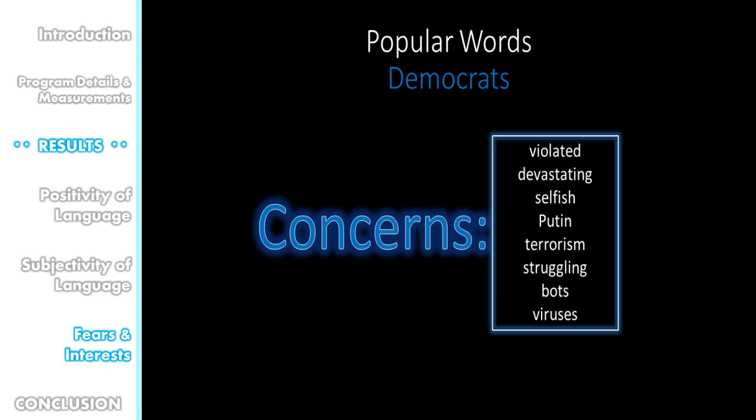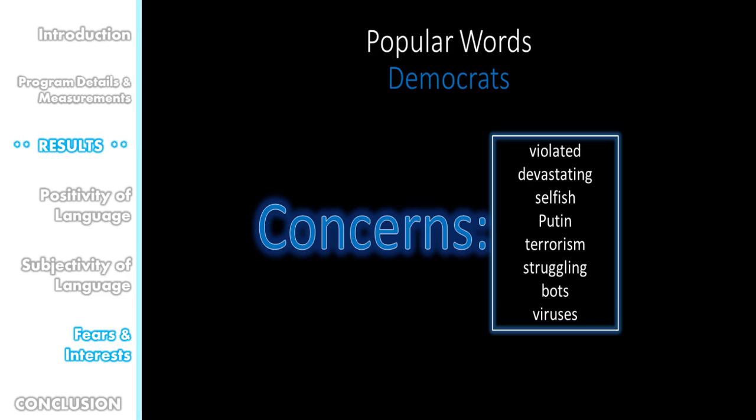They're concerned about viruses because of COVID-19. What's interesting is that the Democrats are much more concerned about COVID-19 than the Republicans. Now again, here you see an inkling into their values because they're concerned about people who are struggling, so they're empathetic. They're concerned about terrorism.